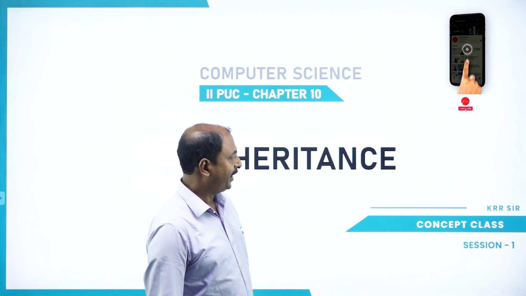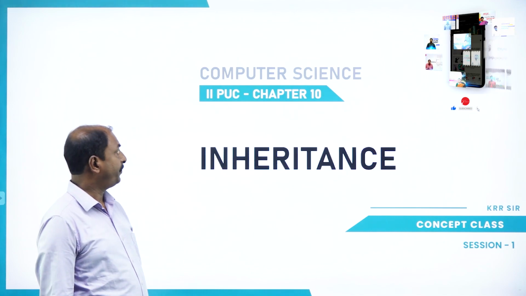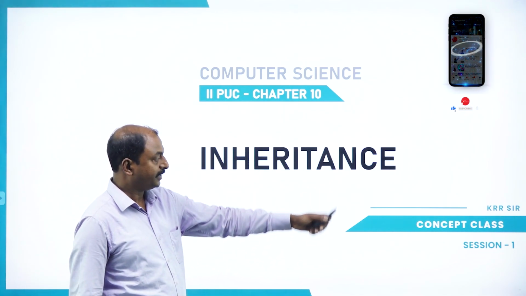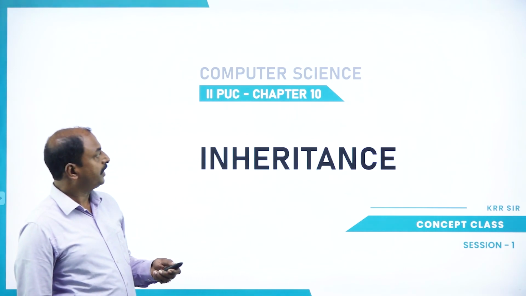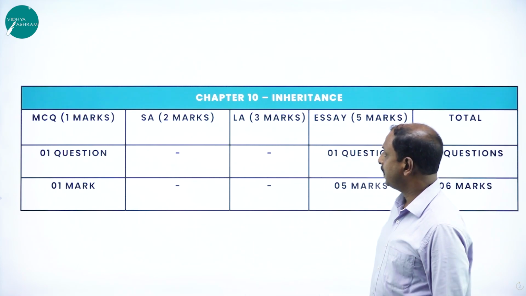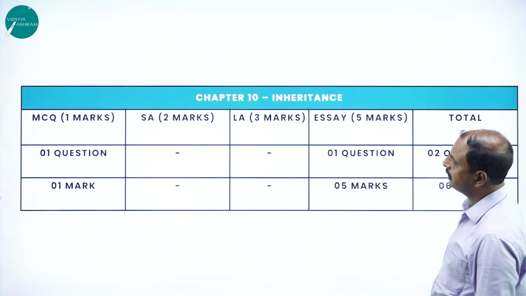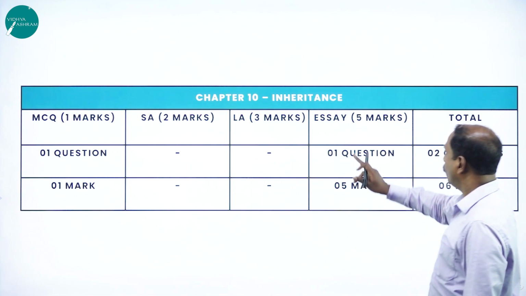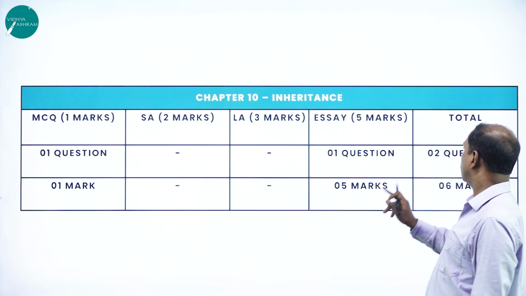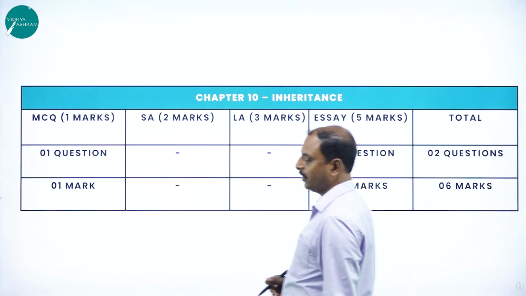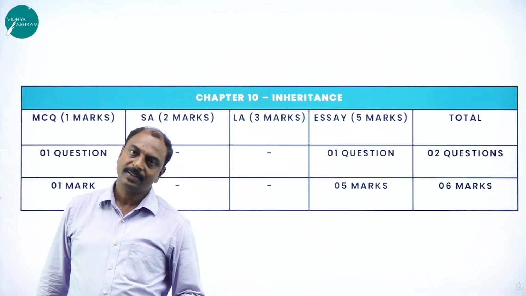Students, let us start our session with the new chapter, that is chapter 10, Inheritance. Now let us see the weightage of the chapter. Here the weightage of the chapter is 6 marks. Here one MCQ for 1 mark and one 5 marks question. There are 2 questions and total weightage is 6 marks. So weightage of the chapter is 6 marks.